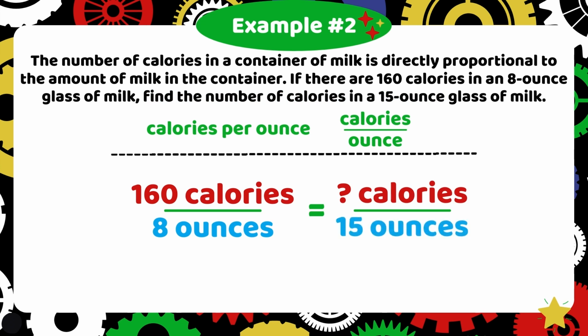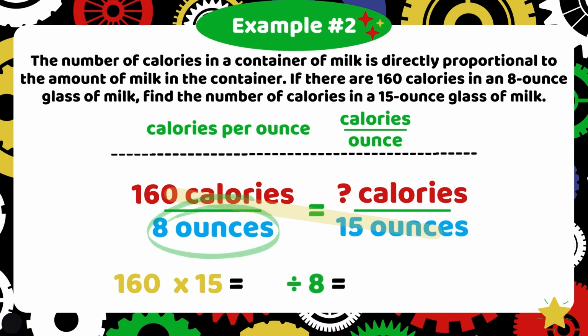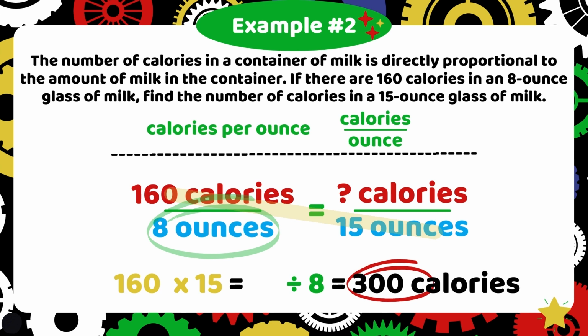To solve this ratio, we need to find the opposite corners that have numbers. In this case, 160 and 15, and we multiply them. Then we find the other number. In this problem, it's 8, and we divide by that. So we have 160 times 15 equals, don't clear the calculator, then divide by 8 and hit equals again. And you should have gotten 300 calories.